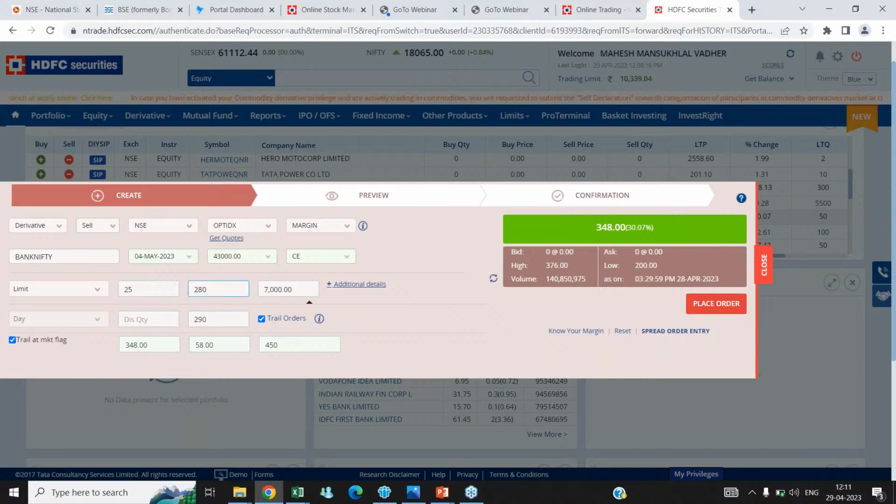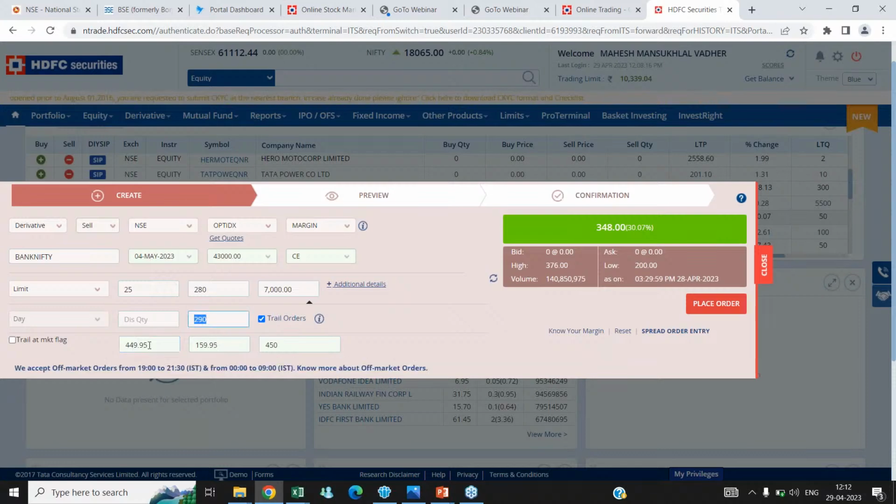Now the second thing, if you don't want to trail your stop loss, you need to untick this trail at market flag, and then you trail at a price. You need to put a price which is nearby the target price. So here, if you put 449.95, then only after 449.95 will your stop loss start getting trailed. Till that time it will be fixed.